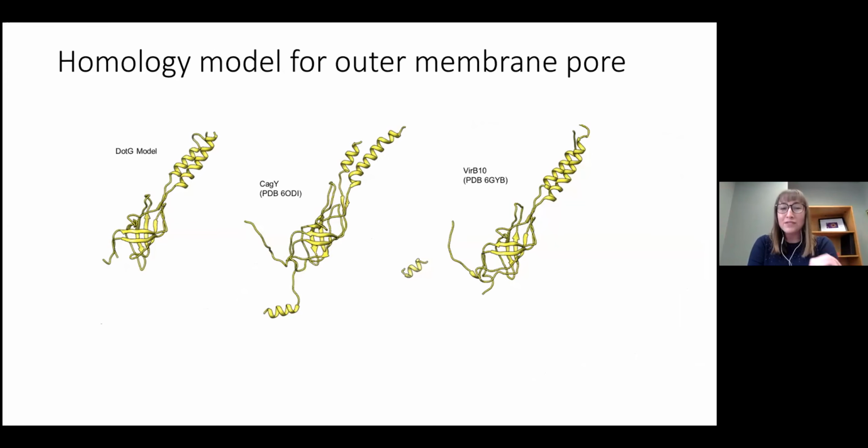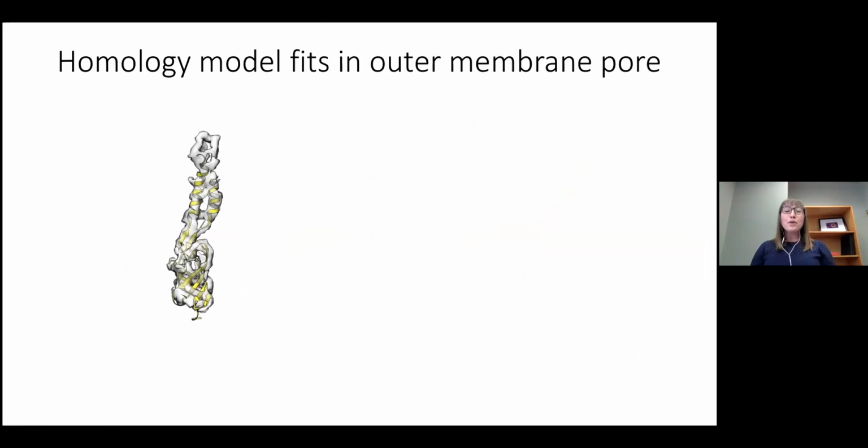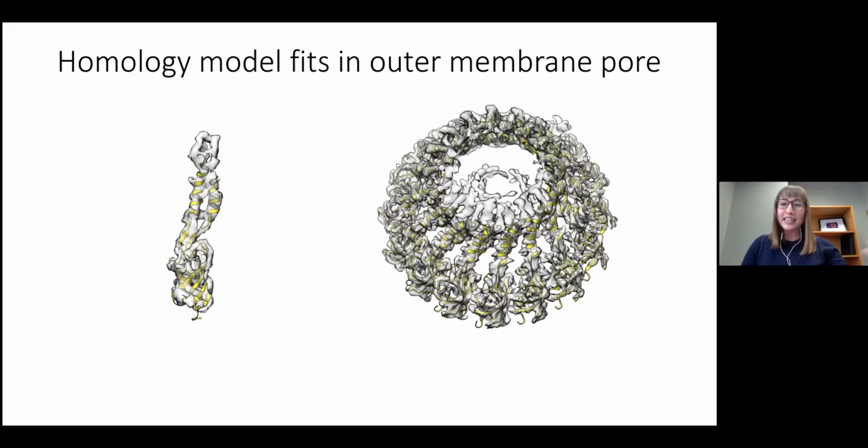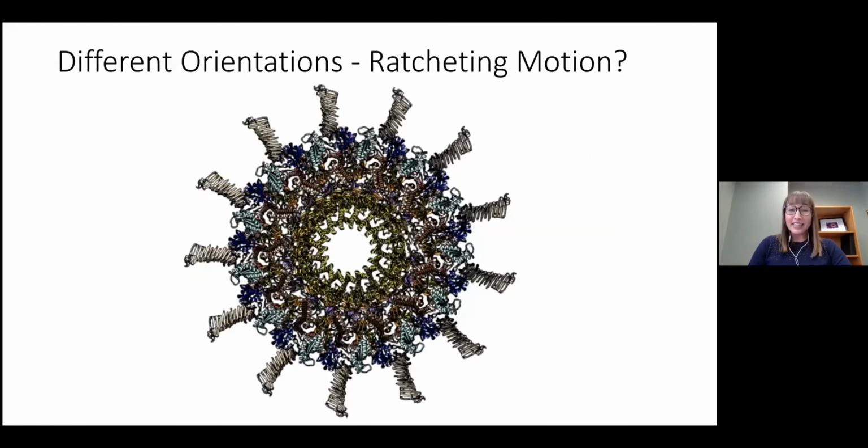So the C terminus of .G has a really high similarity to the archetypal system VirB10 and CagY in the Helicobacter pylori complex. And so we actually had built this model. Mike built this model in our 2020 publication, but we found that it fit beautifully into the density that we were able to get out of that 3D variability analysis. If we impose that 16-fold symmetry on our model, it again fits really nicely into the map. So that was really exciting.